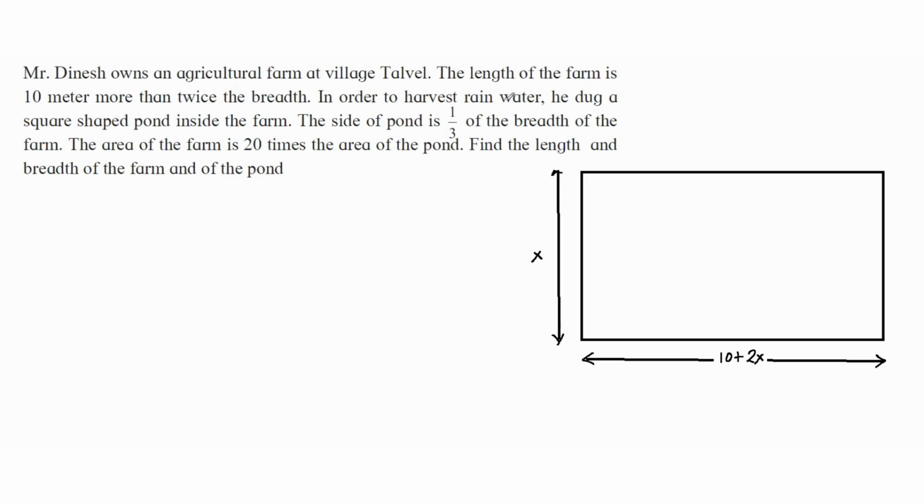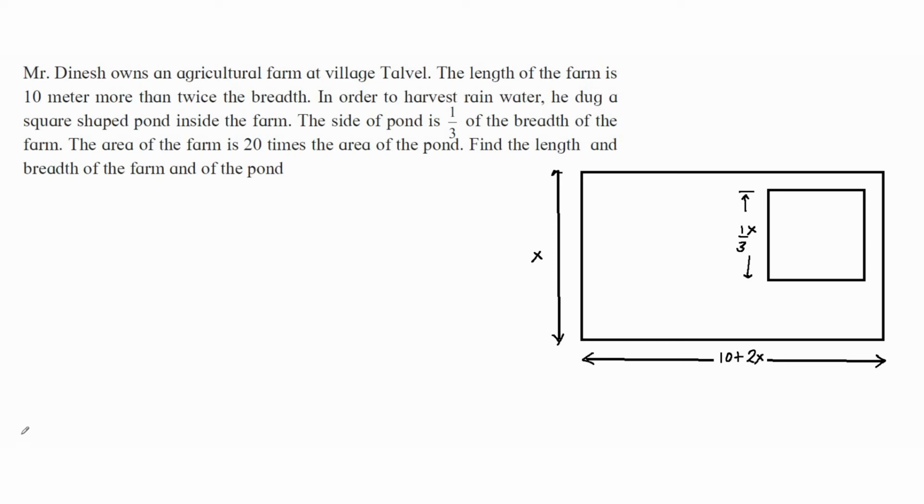In order to harvest rainwater, he dug a square-shaped pond inside the farm. So this is a square-shaped pond that he has dug inside the farm. The side of the pond is 1/3 of the breadth of the farm. That means this side is 1/3 of the breadth. The breadth is x, so this is x by 3. The area of the farm is 20 times the area of the pond.